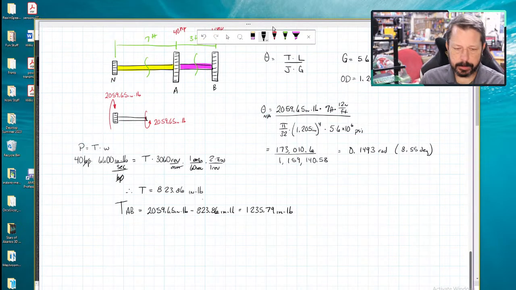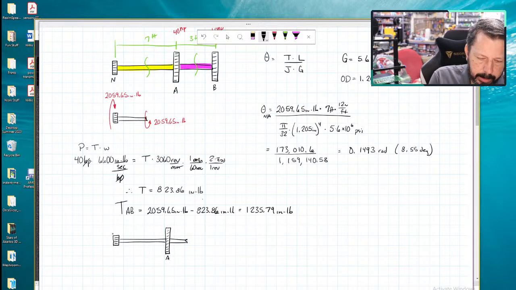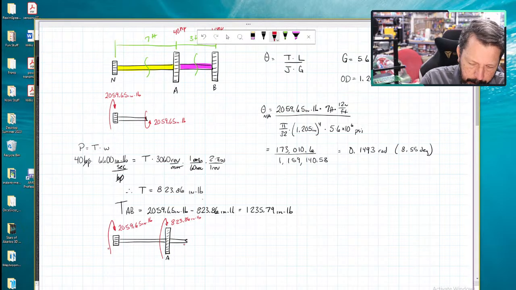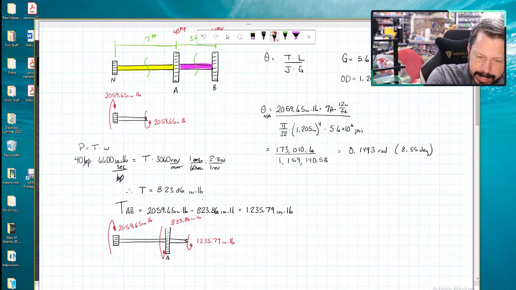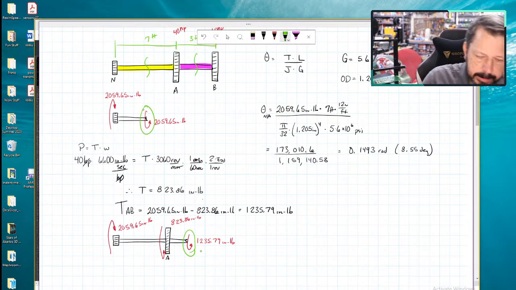Now let's draw our second free body diagram here for finding out the torque. There's the 10-tooth gear. Here's gear A. Here's the shaft coming off of gear A, and we have 2,059.65 inch-pounds here. Whoops. We have 823.86 inch-pounds here. Oh wait, going the other way though. I drew it the wrong way. Let's go that way. And then that leaves our 1,235.79 inch-pounds. So that's the diagram of the equation we just wrote. And this arrow is the same direction as this arrow.